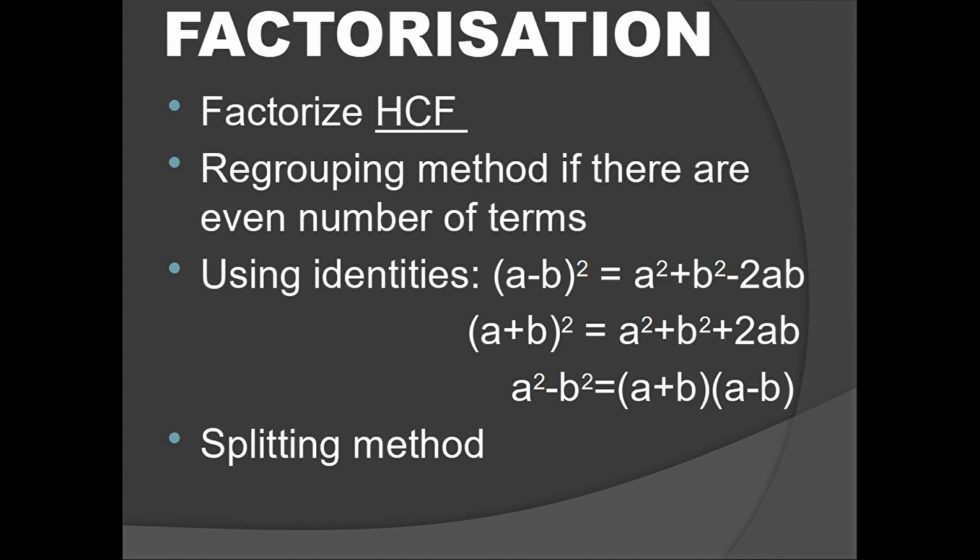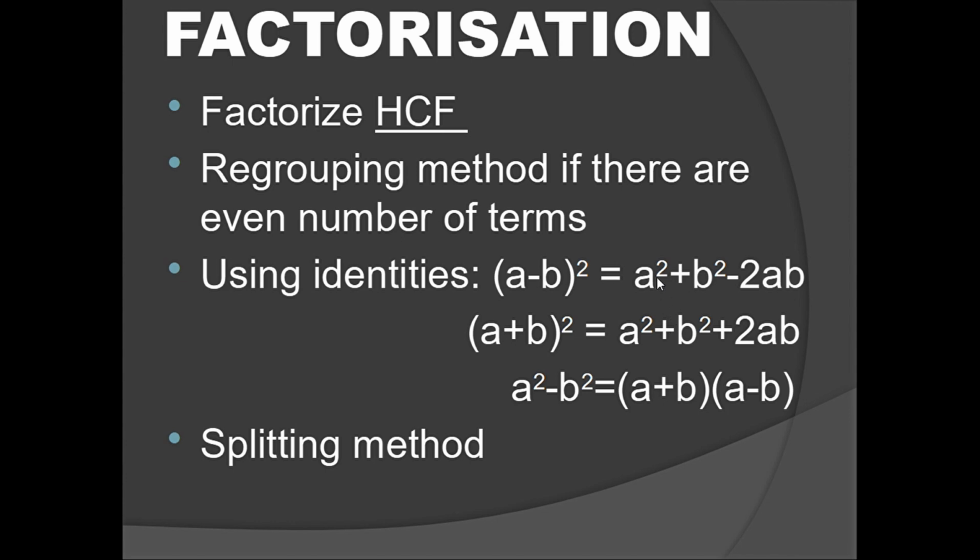Next, using identities. You know, right? We have algebraic identities like a minus b whole square, a plus b whole square, and so on. So we are going to use those identities to factorize our expressions. Next, the splitting method. This is a very important topic and you'll use this in your future. So listen carefully to every topic. Let's go deep into it.